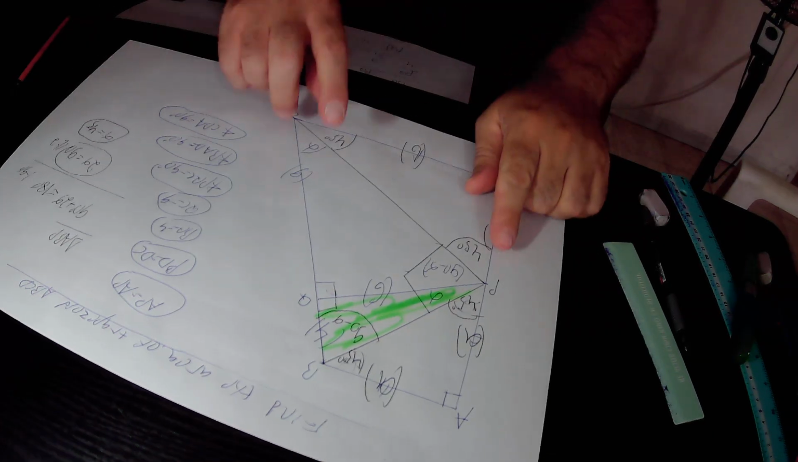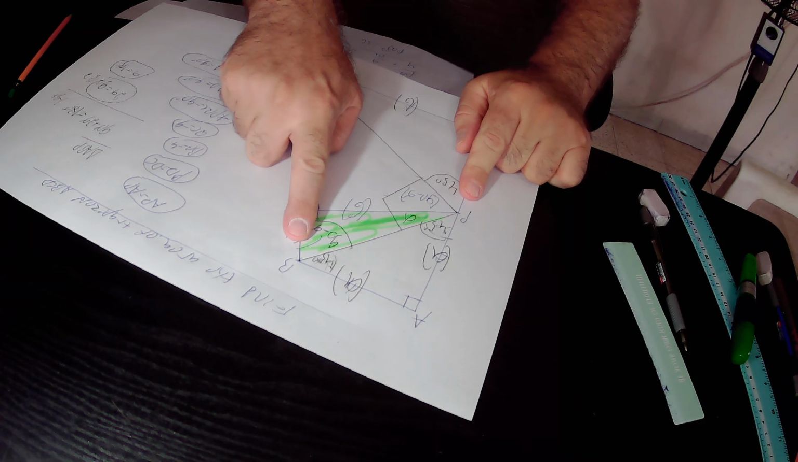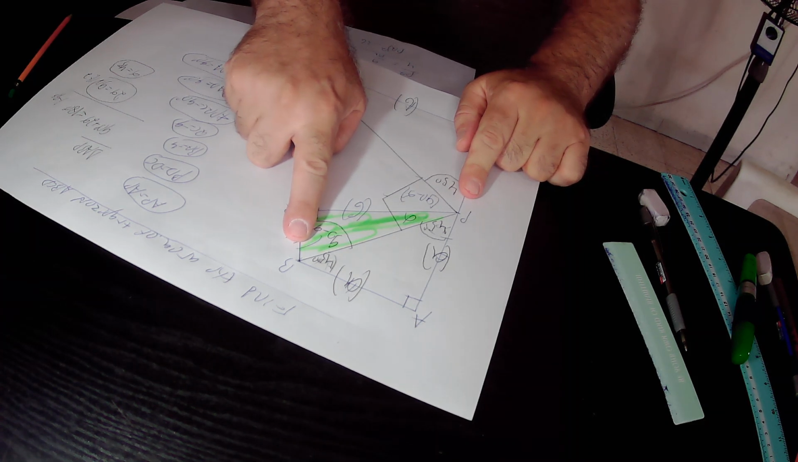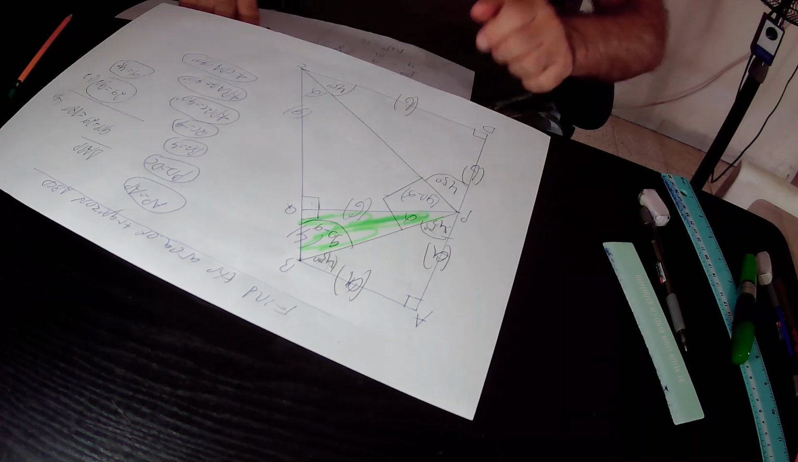What is the value of BP squared? We will focus on the small right triangle ABP. On the right triangle ABP, according to the Pythagoras theorem, A squared plus A squared equals PB squared. So A squared plus A squared is 2A squared. So PB squared equals 2A squared.